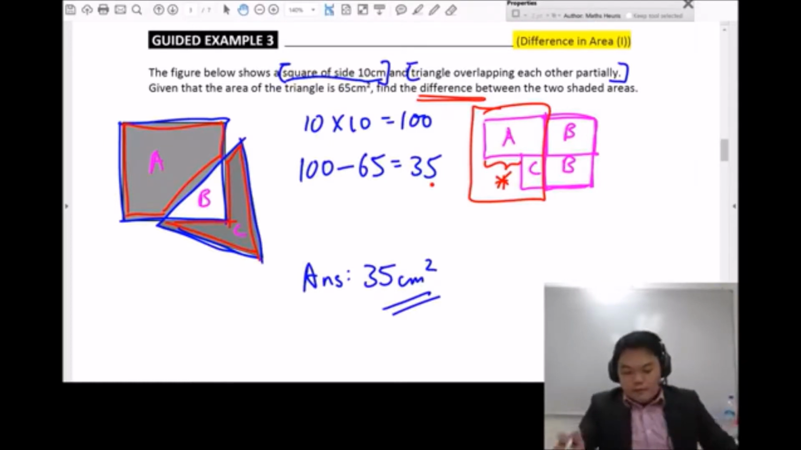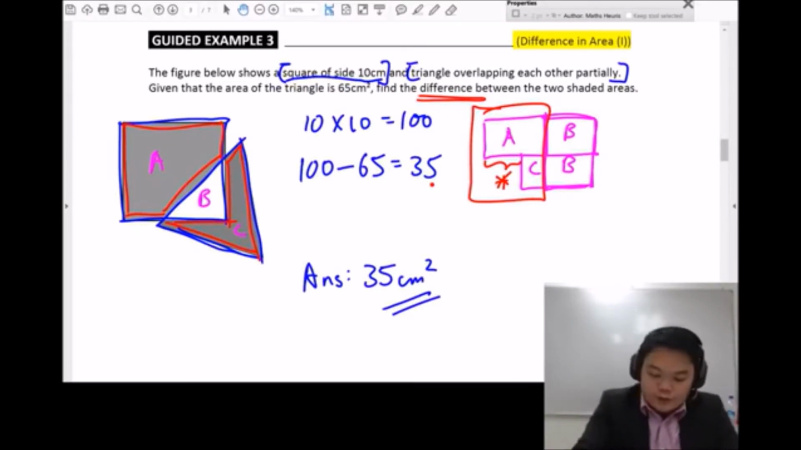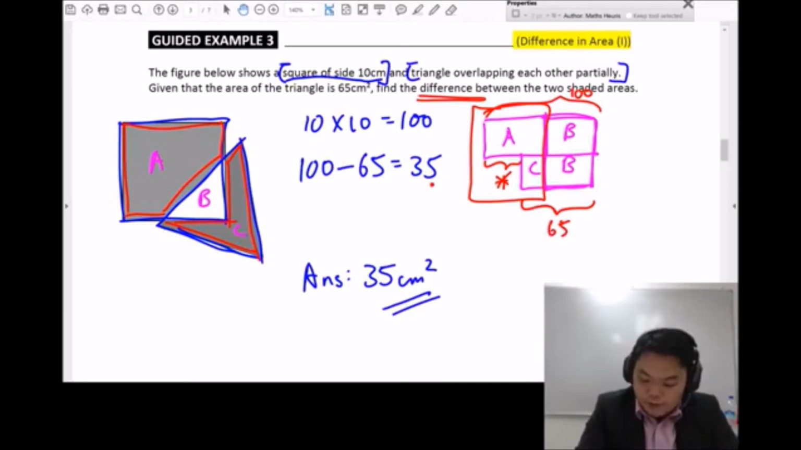Okay, so this difference is actually AB is the area of the square, which is 100. CB is the area of the triangle, which is 65. And that's how we came about to getting this 35 over here. Okay?